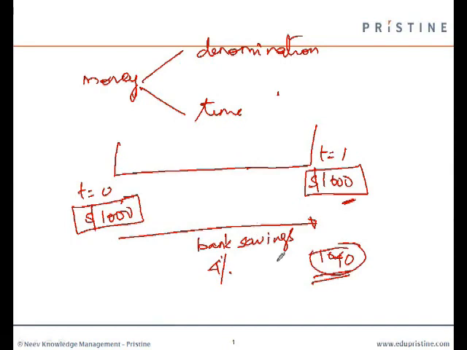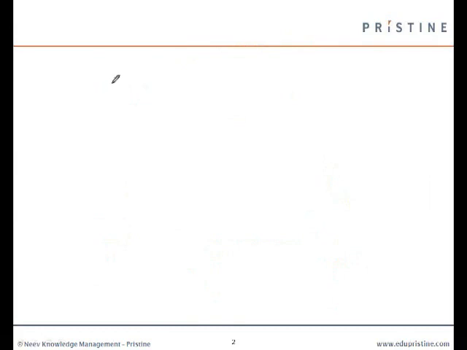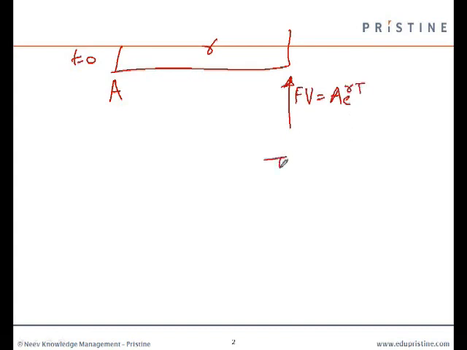Now there are some more terminologies that you need to know. This 1040 is called the future value of this $1,000 today. Risk-free rate means I am getting some return without taking a risk. The most common example of a risk-free rate is when you invest in a bank savings account. There's no risk for you, assuming the bank stays forever, and my money will give me 4% interest. So this 1040 is called the future value of this $1,000 invested at a risk-free rate of 4% for a year. Mathematically, if A is the amount that I'm going to invest today at time t equal to 0, and R is my risk-free rate, then the future value of the asset will be A e power R into t, where t is my time period.